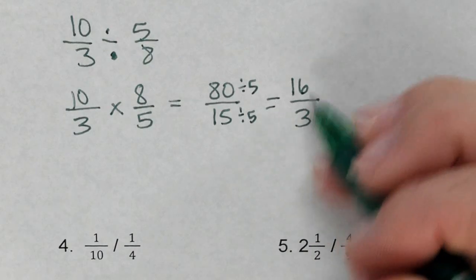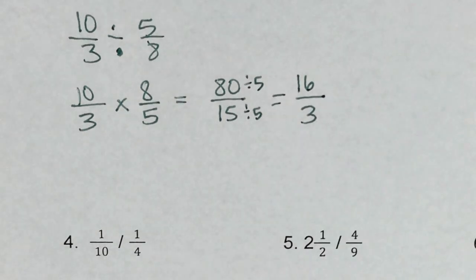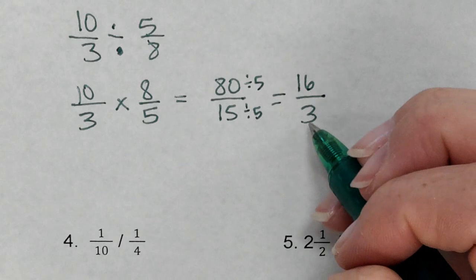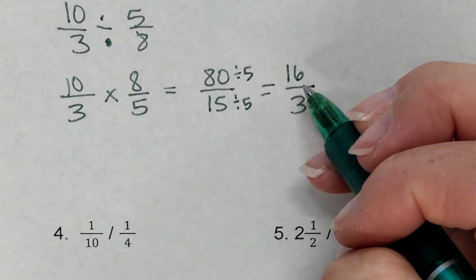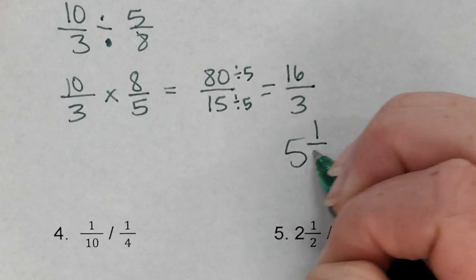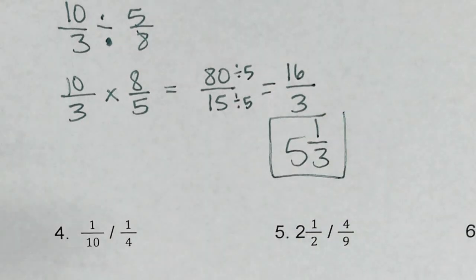Now I can turn it into a mixed number. How many times does 3 go into 16? How many times will 3 go into 16? 3, 6, 9, 12, 15. So 5 with 1 left over.